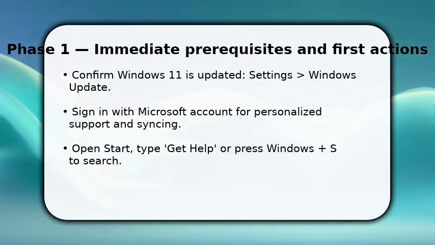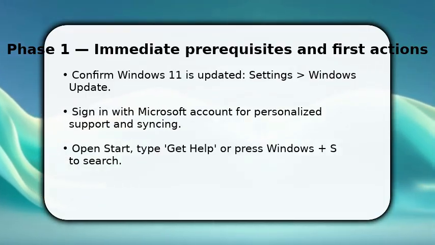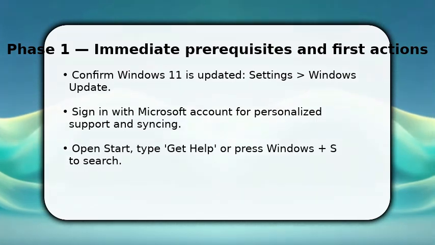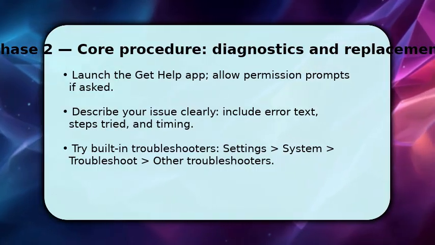While you wait for the app to load, think about the specific problem, exact error text, recent changes, and whether it's hardware or software related. You now use the Get Help app to describe the issue. Type a concise problem statement including any error codes and what you already tried.